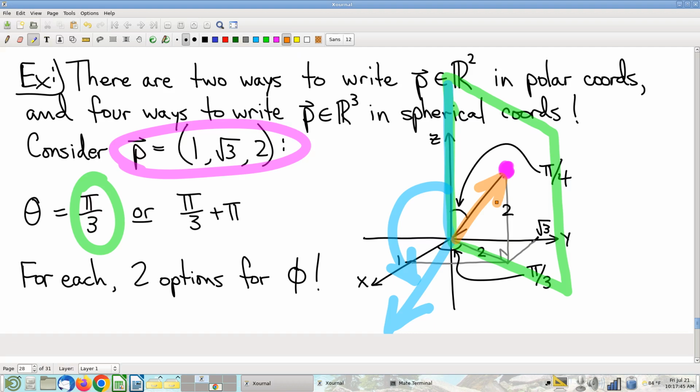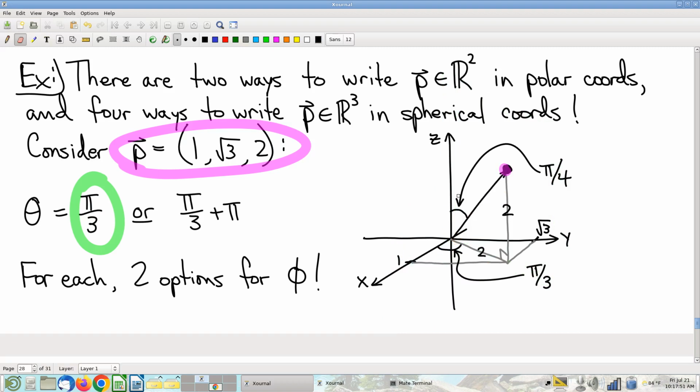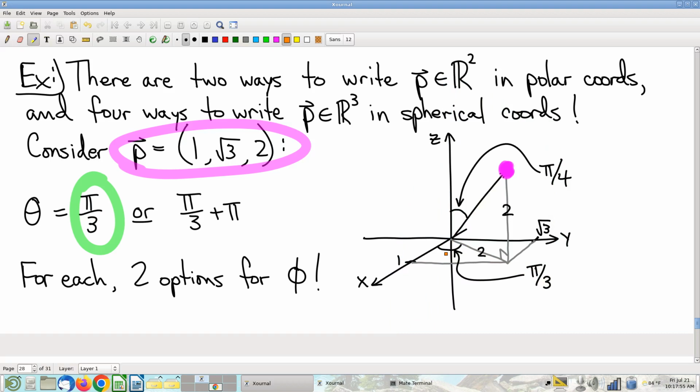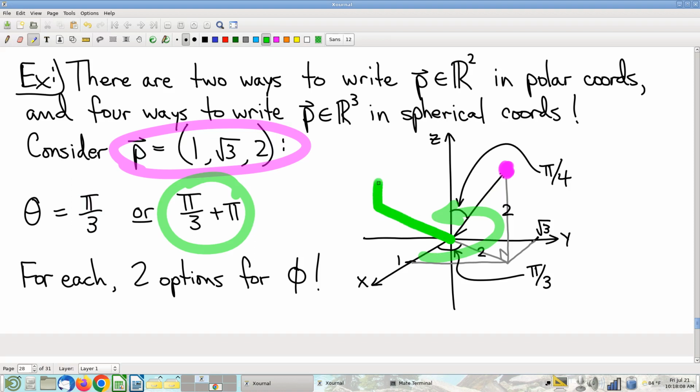So, details to think through. Now that's all on the assumption that we are using this pi over 3 value of theta. Don't forget, 4 pi over 3 is another option. So I can measure the angle like so and go all the way around to that half plane. And now let's talk phi.